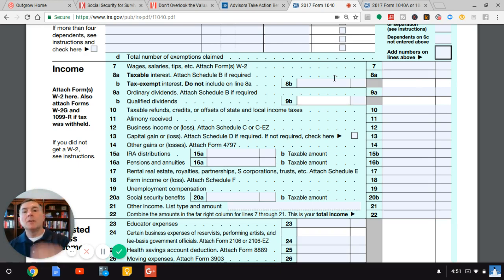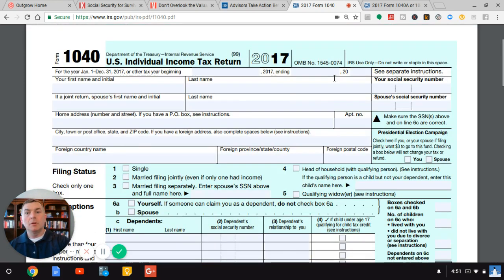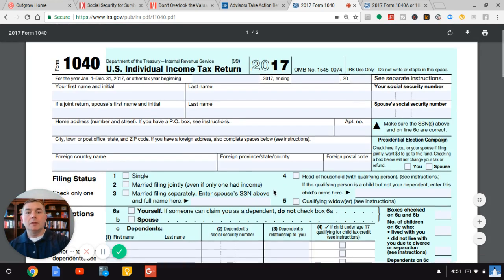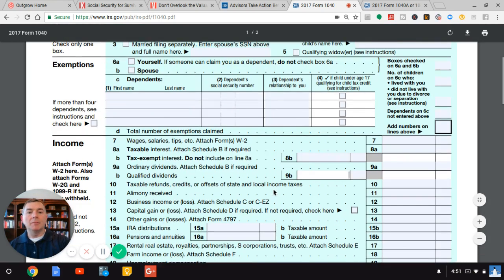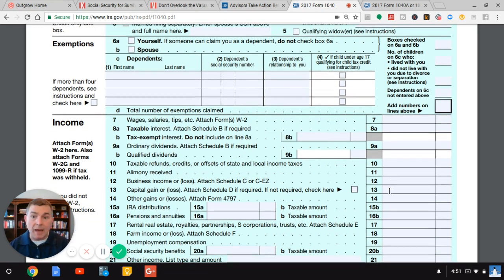We want to look at your Schedule B, and we want to look at your 1040 right there, and we want to look at line items 8A and 9A and 9B. If we have numbers on there, we really need to revisit what we're doing with our tax strategy. Now, last time I did also talk about line item 13 for capital gains.